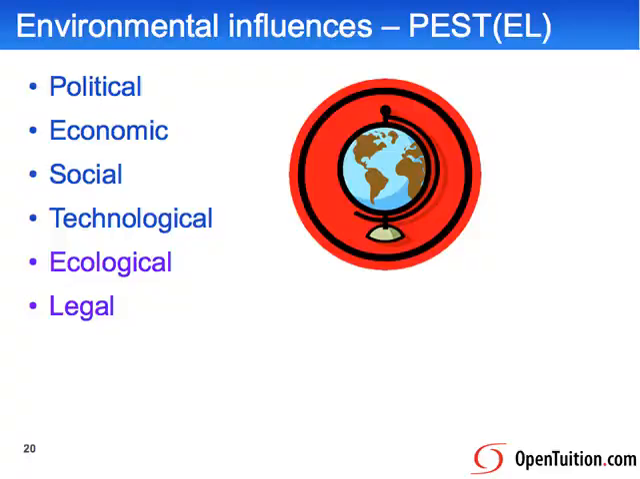The PESTEL model looks at the environmental influences which are very large, macro-environmental, and PESTEL stands for political, economic, social, technological, and relatively recently ecological and legal. It's easy to see how these will influence how a business gets on. For example, political, joining the EU, political tensions, war, alliances, can all influence many businesses.